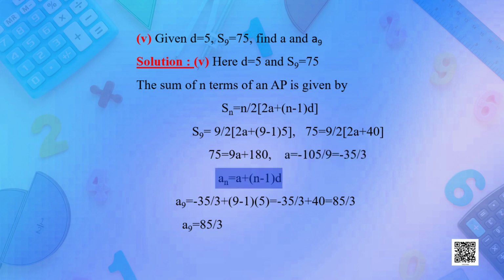Now, using the nth term formula, An is equal to A plus n minus 1 into D, we have here A9 is equal to minus 35 upon 3 plus 9 minus 1 into 5, as minus 35 upon 3 plus 40, that is equal to 85 upon 3. In this way, we have calculated the value of A9 and we have also calculated the value of A. I hope it is clear. Let us do the next part now.